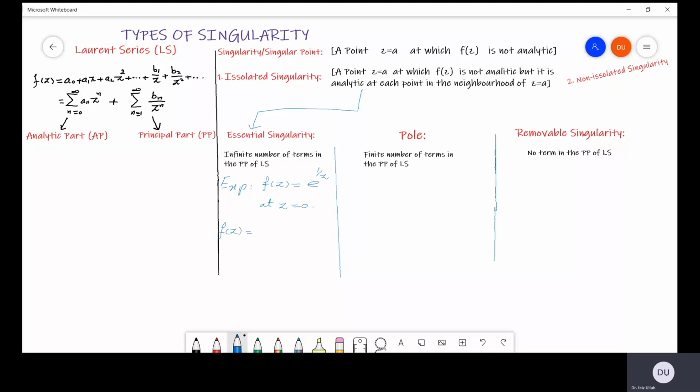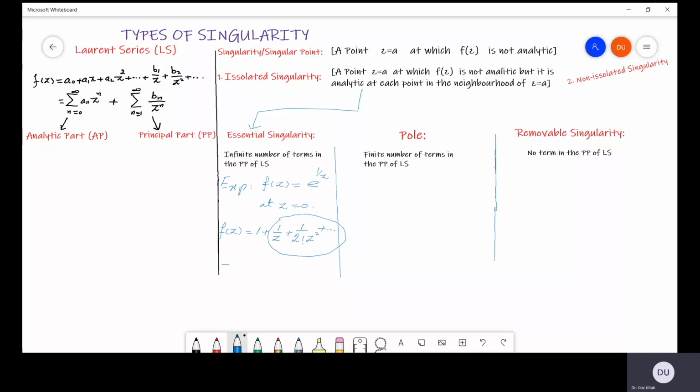So e power 1 over z, if I expand this in the Laurent series, I get 1 plus 1 over z plus 1 over 2 factorial z square and so on. So this is the Laurent series of the function f of z is equal to e power 1 over z. Now this part in which all z's are in the denominator is called the principal part, and we can see that there are infinite number of terms in the principal part of this function.